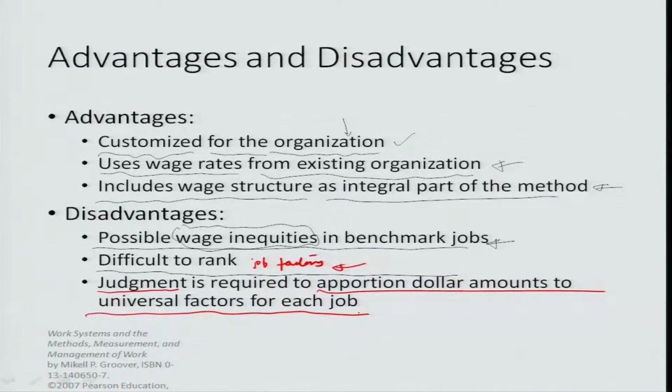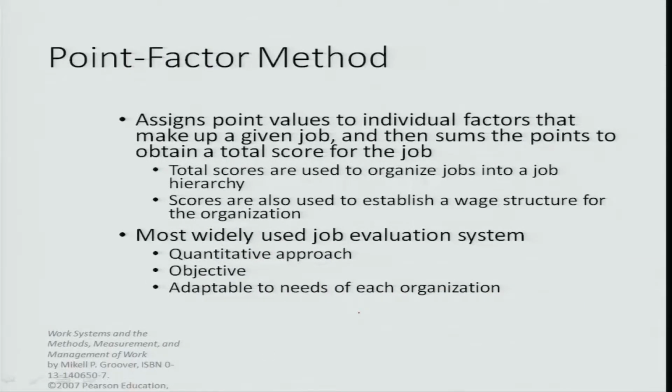There is another method which can be used to an advantage, which is called the point factor method, which is a little more objective in terms of scoring. In this particular method, you assign point values to individual factors that make up a given job, and then sum the points to obtain a total score for the job. The total scores are used to organize jobs into a series of job hierarchies, and scores are also used to establish a wage structure for the organization.